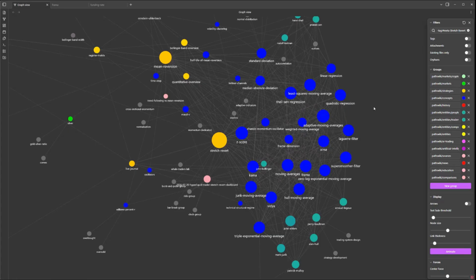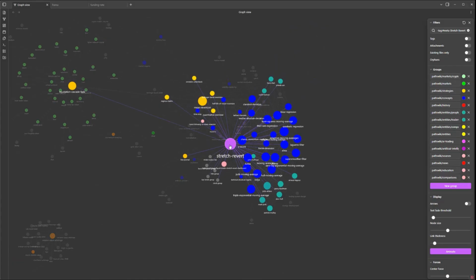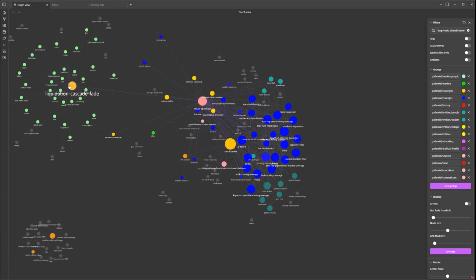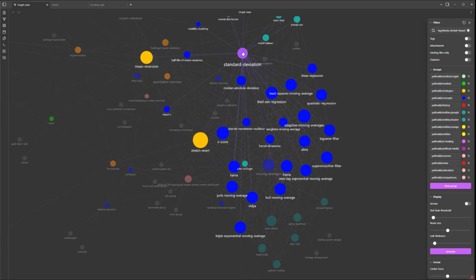In this video, we'll get the brain to develop a trading strategy called Stretch Revert. So we've zoomed into that node. We can see that Stretch Revert is connected to a lot of different concepts like mean reversion or liquidation cascade. And there's also a lot of blue nodes, and they're the trading concepts. So you can see there's standard deviation and there's FRAMA there.